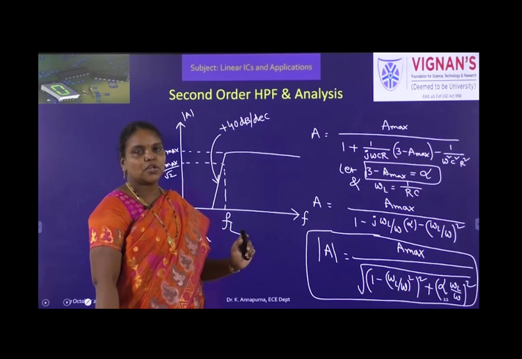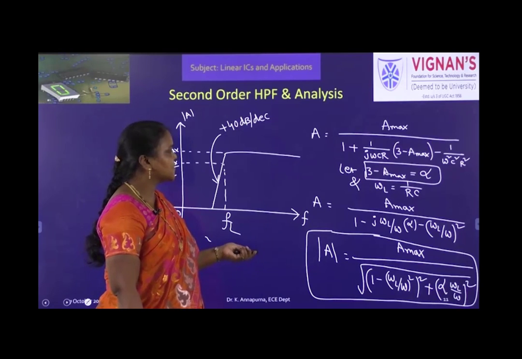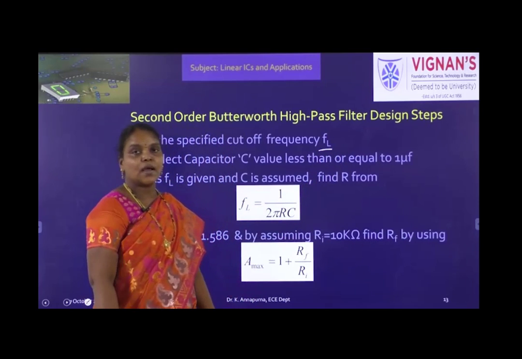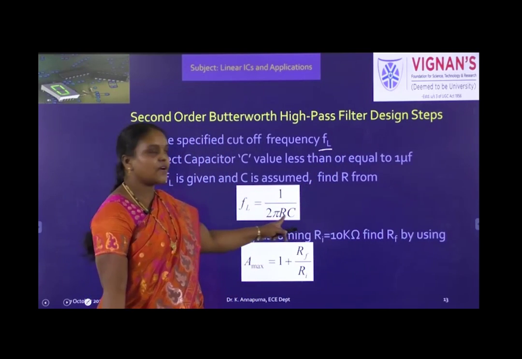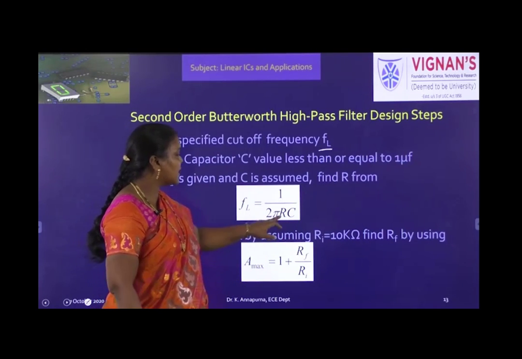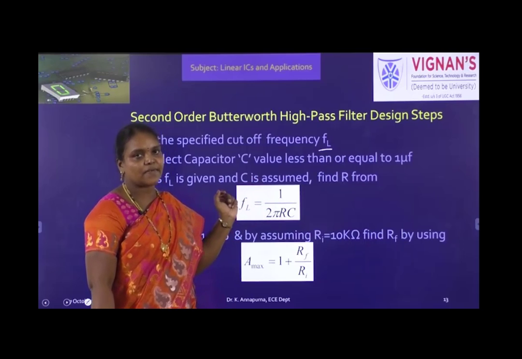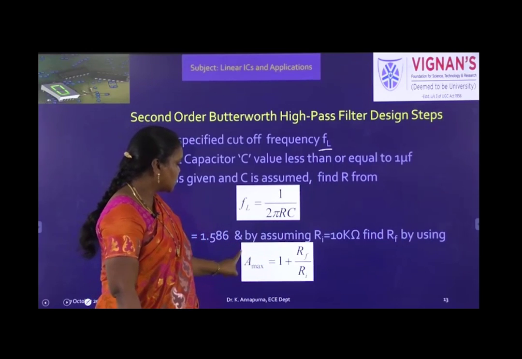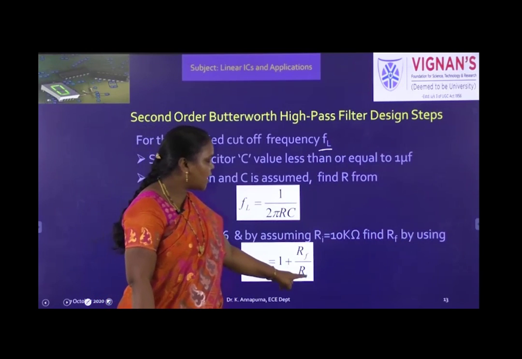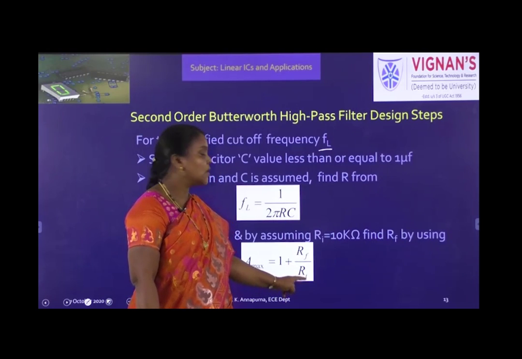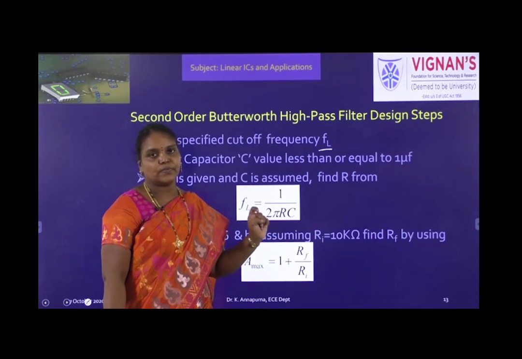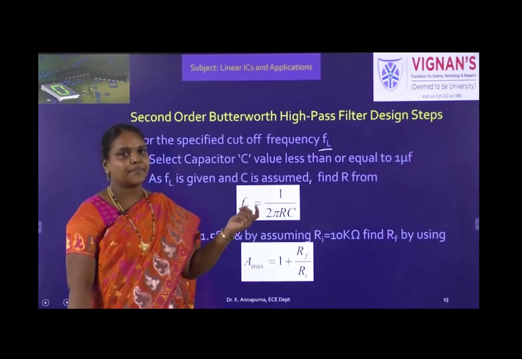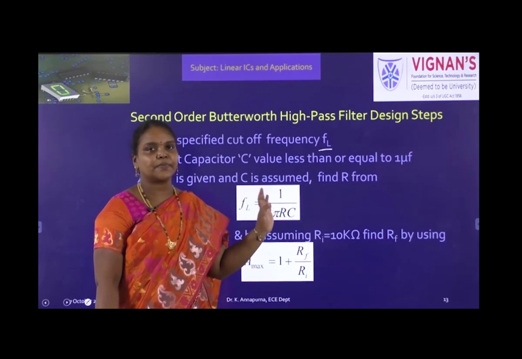It is fixed. So, in the given specifications, they won't give us the gain. They will give us only the cutoff frequency. And what is the formula for cutoff frequency? The same formula as first order. And here also, we will assume C value and we will find R value. And next, gain is fixed, 1.586. So, A max is 1.586. And here also, we are assuming RI is 10 kilo ohms, and from that, we will find the RF value. After finding all these values, you need to draw the second order high pass filter and place the values appropriately.